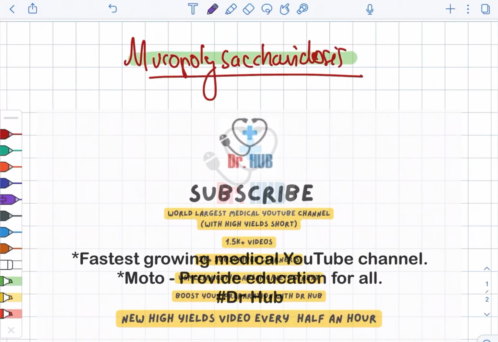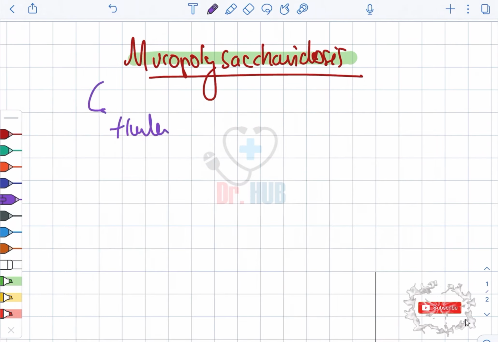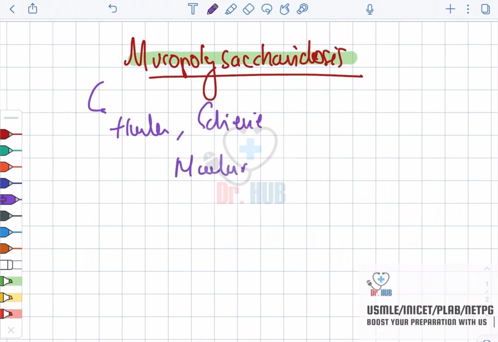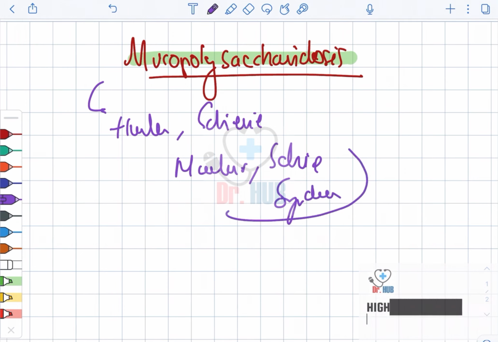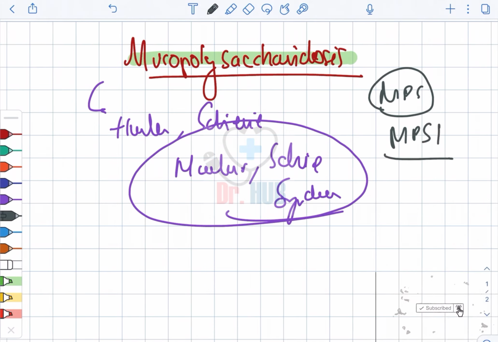Mucopolysaccharidosis. So we're looking at the diseases and the respective enzyme deficiency. Firstly, we are looking at Hurler syndrome, and the MPS involved is MPS 1, and the enzyme deficiency is nothing but alpha-L-iduronidase.